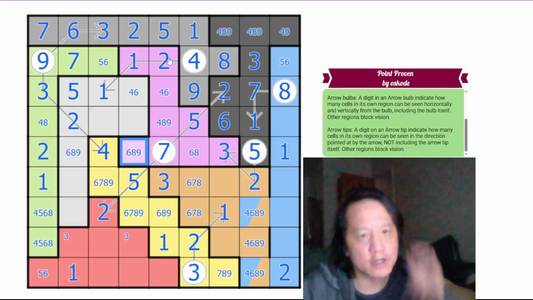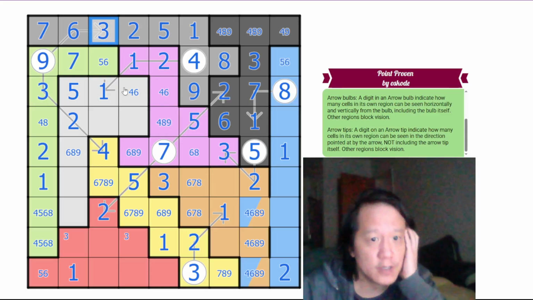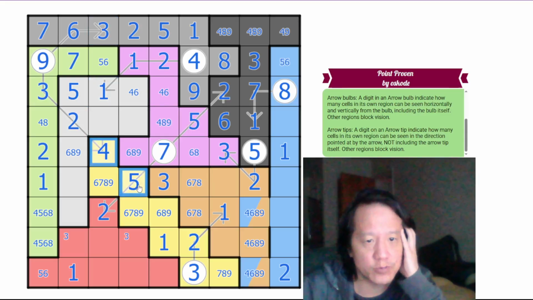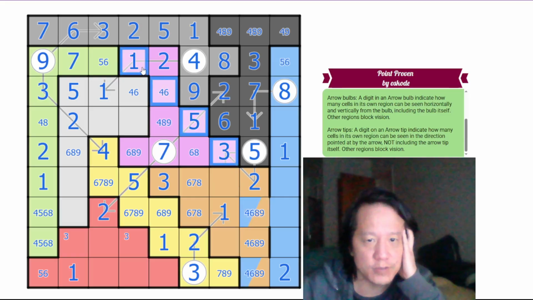So let's just check. Okay, arrow points 3, 1, 2, 3 are in the same region. Arrow points 1, that's correct. Arrow points 4, 1, 2, 3, 4, same region. Points 2, 2 in the same region. Points 2, 2 in the same region. Points 1, 1 in the same region. Points 3, 3 in the same region. Points 1, 1 in the same region.